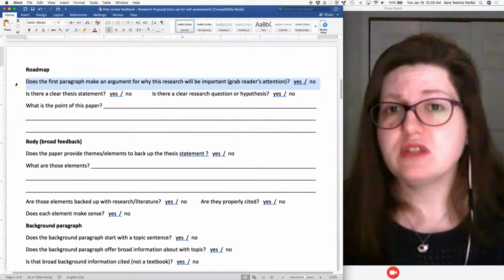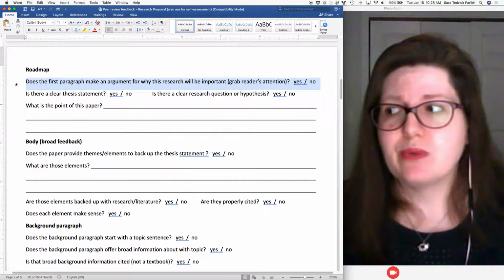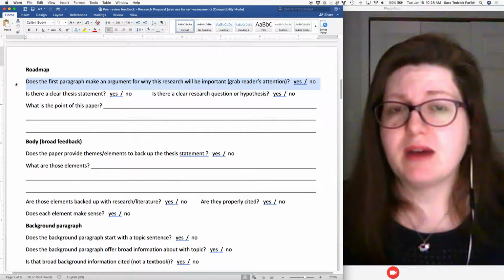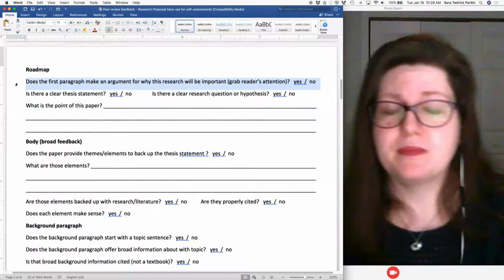And I want you to now read that paragraph, set your paper aside, and try to say in your own words what that paragraph says is the main point of the paper. And really think about whether the paragraph is giving the same impression that you wanted it to. Is it doing what you want it to do?